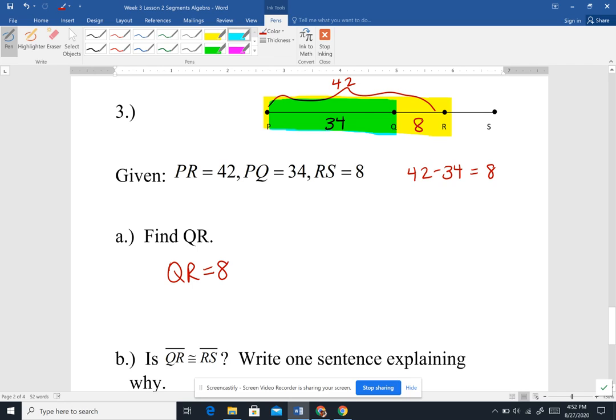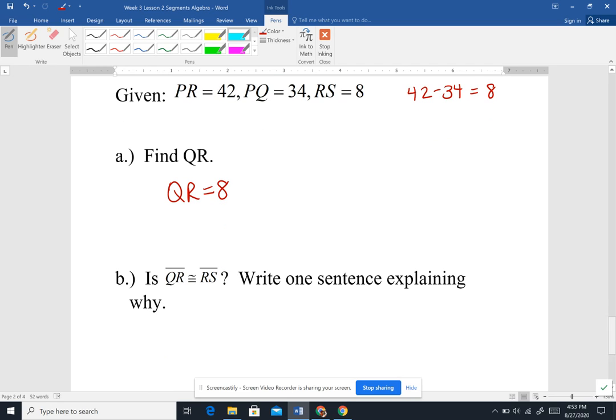All right, I'm going to look at what's given. What's given is RS is 8. So is QR congruent to RS? Are they congruent to each other? There's my little markings. And the answer is yes, because they have the same length. Yes. So I'm going to say the length of QR equals the length of RS, which equals 8.